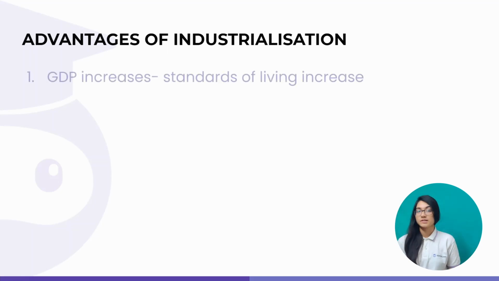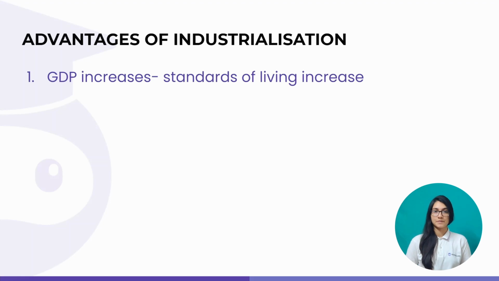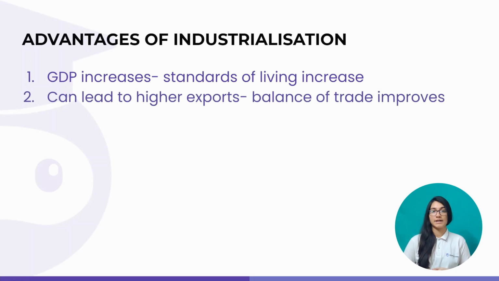The first advantage is that the GDP increases. GDP is the level of output that is produced by the economy. And as the output increases, so do the standards of living. Next, it can also lead to higher exports. What this means is that if you have more secondary sector businesses in your economy, it means they're producing more finished products, and hence your economy can now export more.